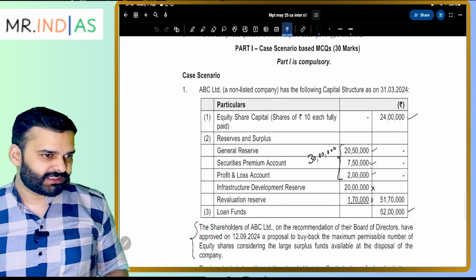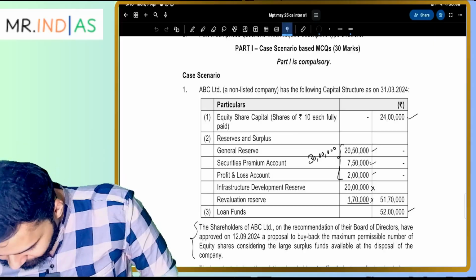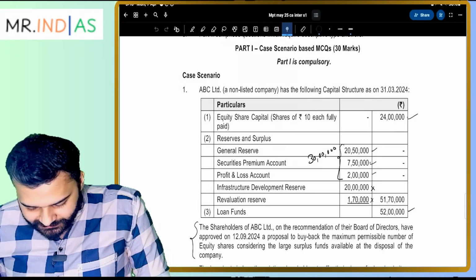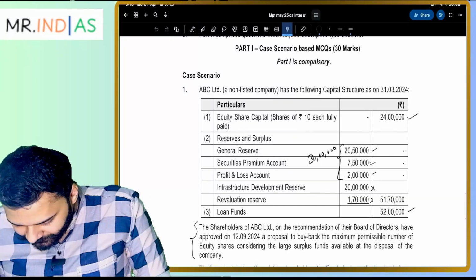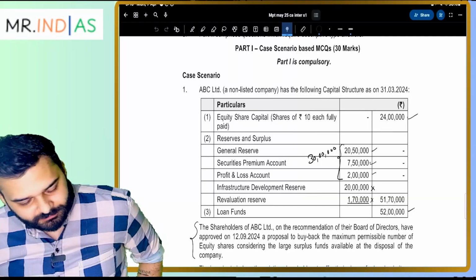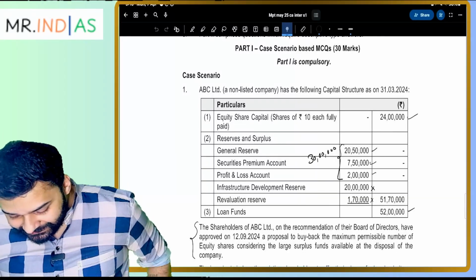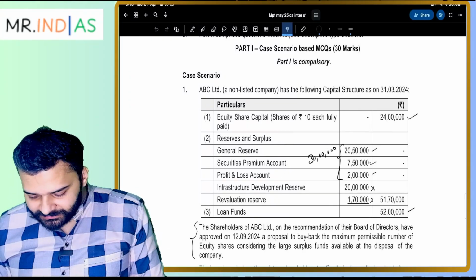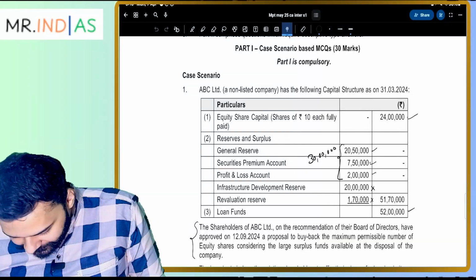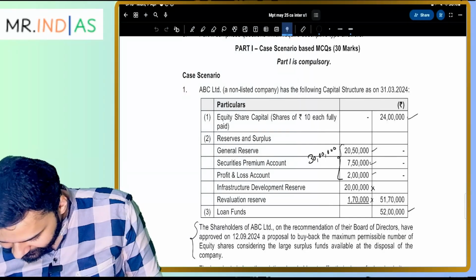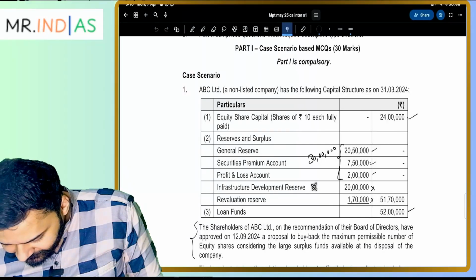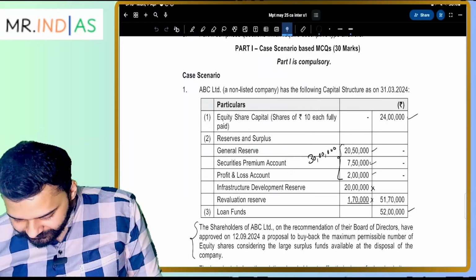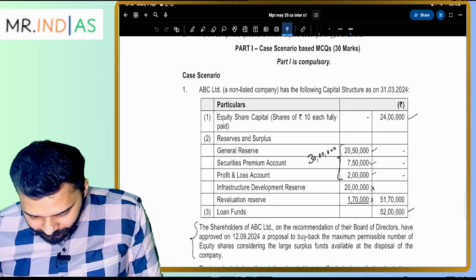So the first question is a case scenario based MCQ in which equity share capital is given as 24 lakh rupees, reserves and surplus: general reserve 20 lakh 50,000, securities premium 7 lakh 50,000, profit and loss account 2 lakh rupees. All three of these are free reserves for buyback purposes. The infrastructure development reserve is created through an act or something, so that is why it is not a free reserve. Revaluation reserve is unrealized in nature, so we do not consider it as a reserve for the purpose of buyback.